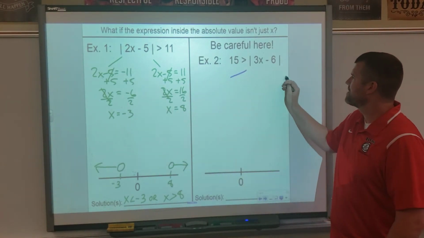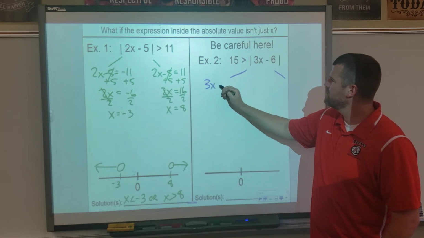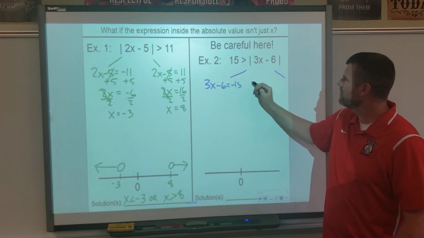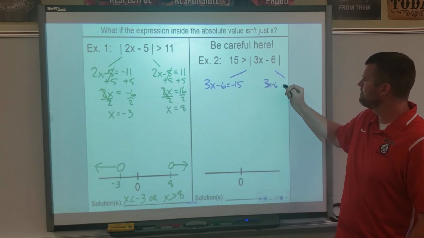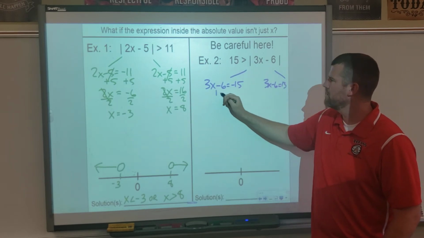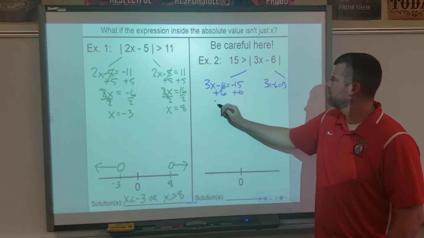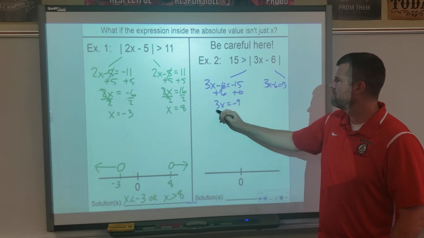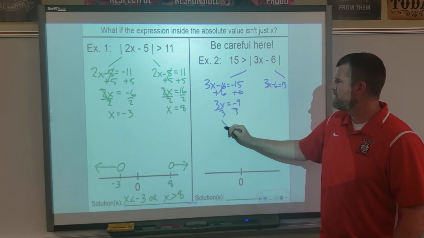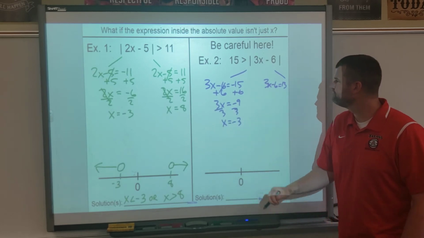So again, I'm going to solve it as though it were an equation. Go kind of quick here. I get a boundary point at negative 3.